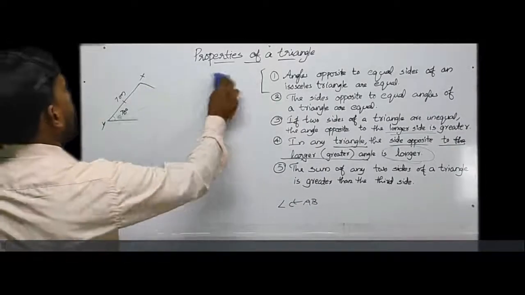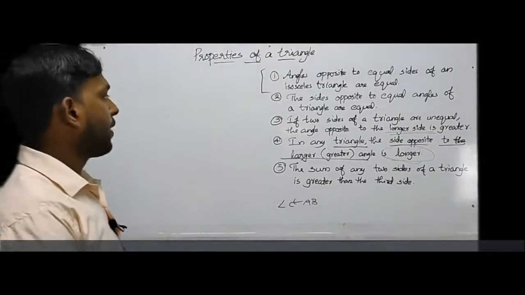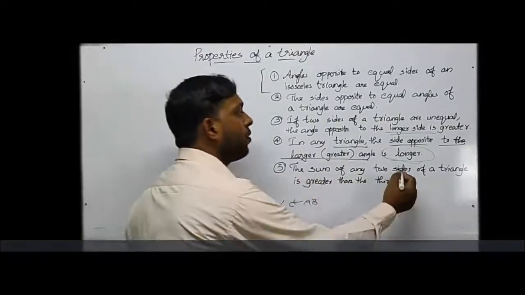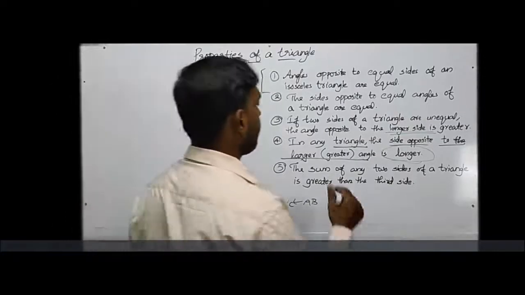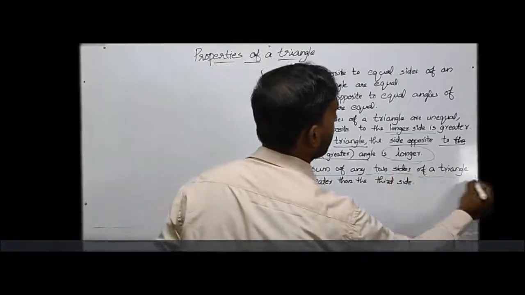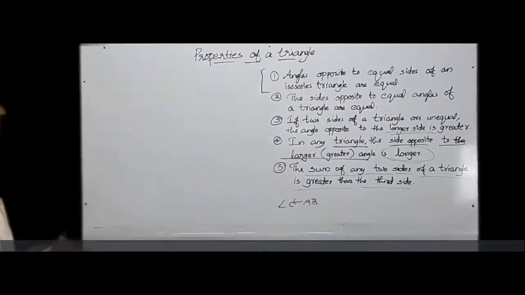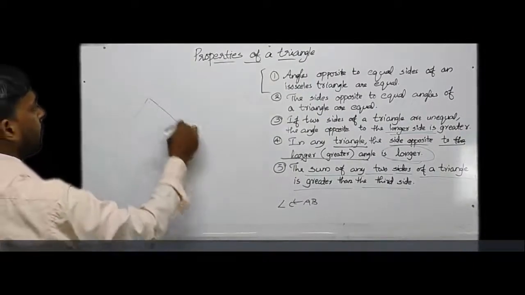Now let's try to understand the next property, that's property 5. The sum of any two sides of a triangle is greater than the third side. So to understand, let's draw a figure here.